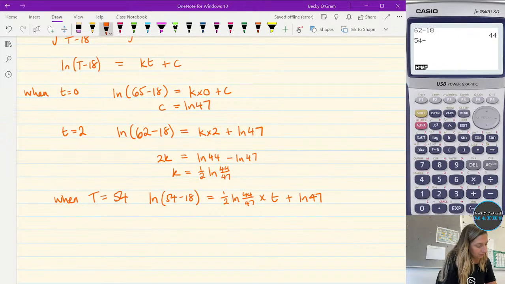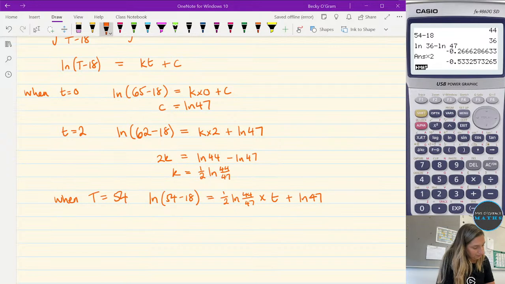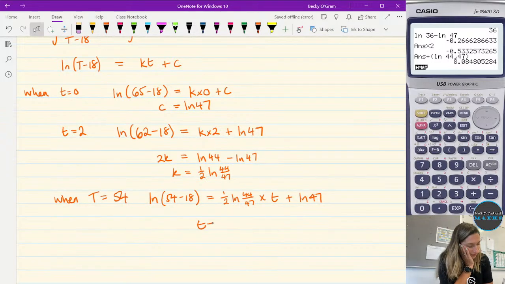Okay, 54 minus 18 is 36. So natural log 36, subtract natural log 47, then we'll times it by 2, then divide by natural log 44 over 47, and we get t equals 8.08. So that was just unpacking each step within there. So 8.08 minutes. I have no idea what I did wrong the first time round.